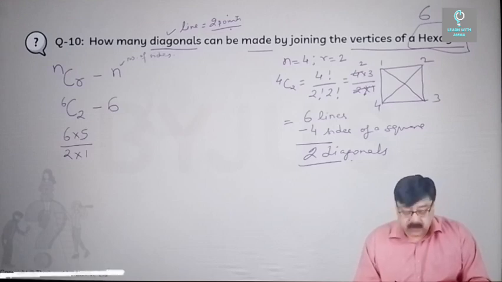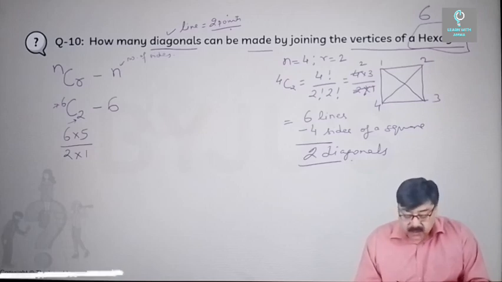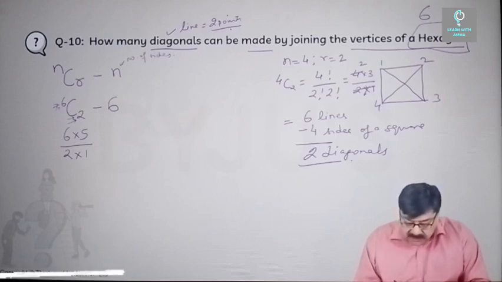So what you can also do is, you should open N only R number of times. Please listen to me again. You should open N only R number of times. So we opened 6 only 2 times. See, 6 into 5. That's it.